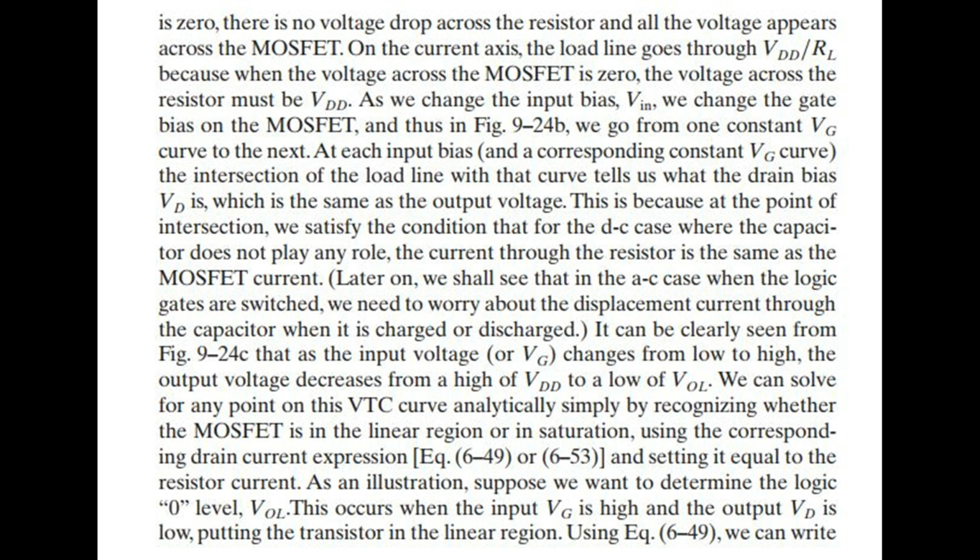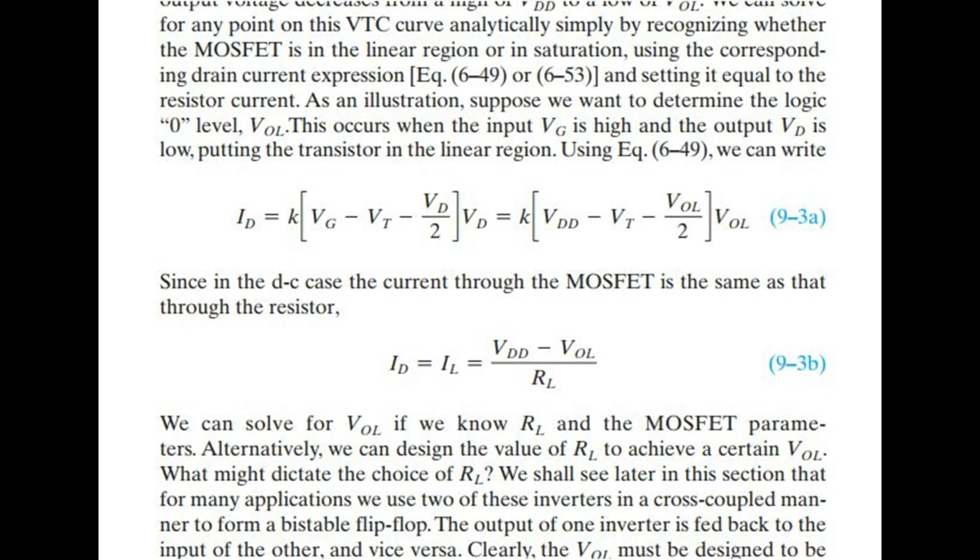and setting it equal to the resistor current. As an illustration, suppose we want to determine the logic 0 level, VOL. This occurs when the input VG is high and the output VD is low, putting the transistor in the linear region. Using Eq 6.49, we can write. Since in the DC case the current through the MOSFET is the same as that through the resistor, we can solve for VOL if we know RL and the MOSFET parameters.